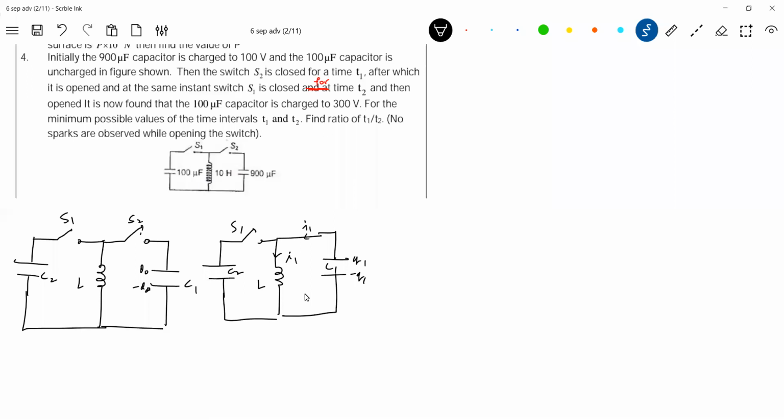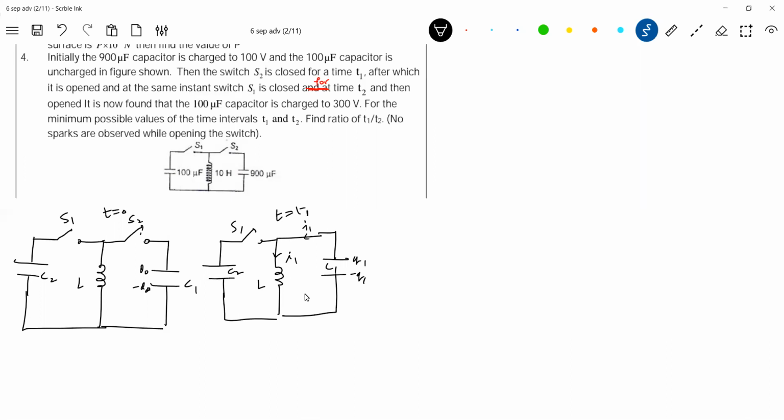For what time is it being closed? For a time T2. At T equals 0, it is closed. Then till T equal to T1, what will happen? A current will be flowing at this moment. At time T1, I'm going to open the switch S2.